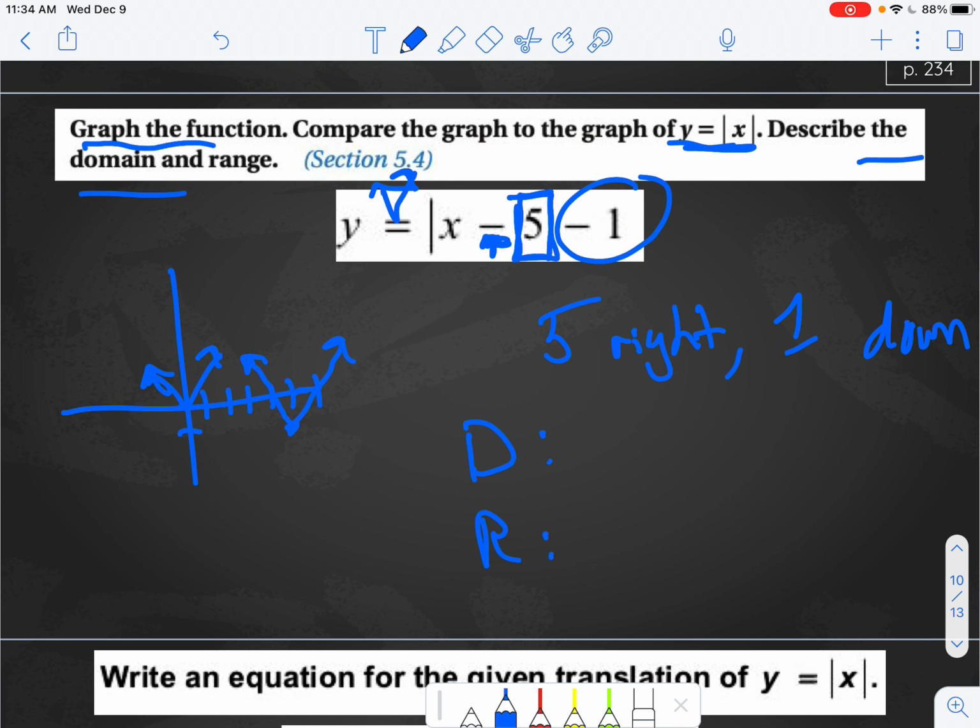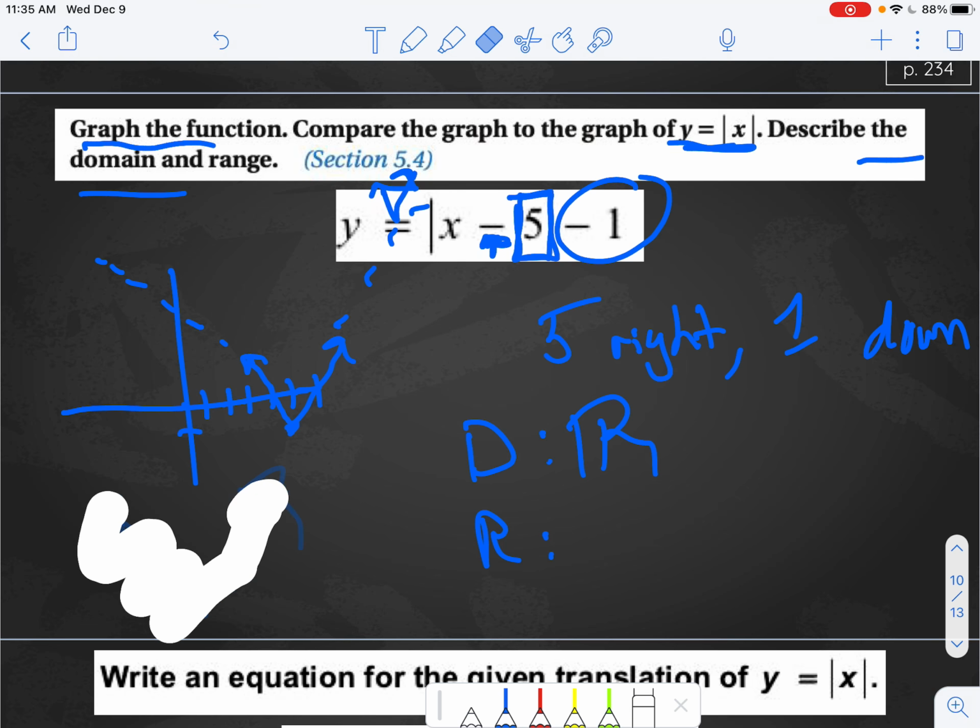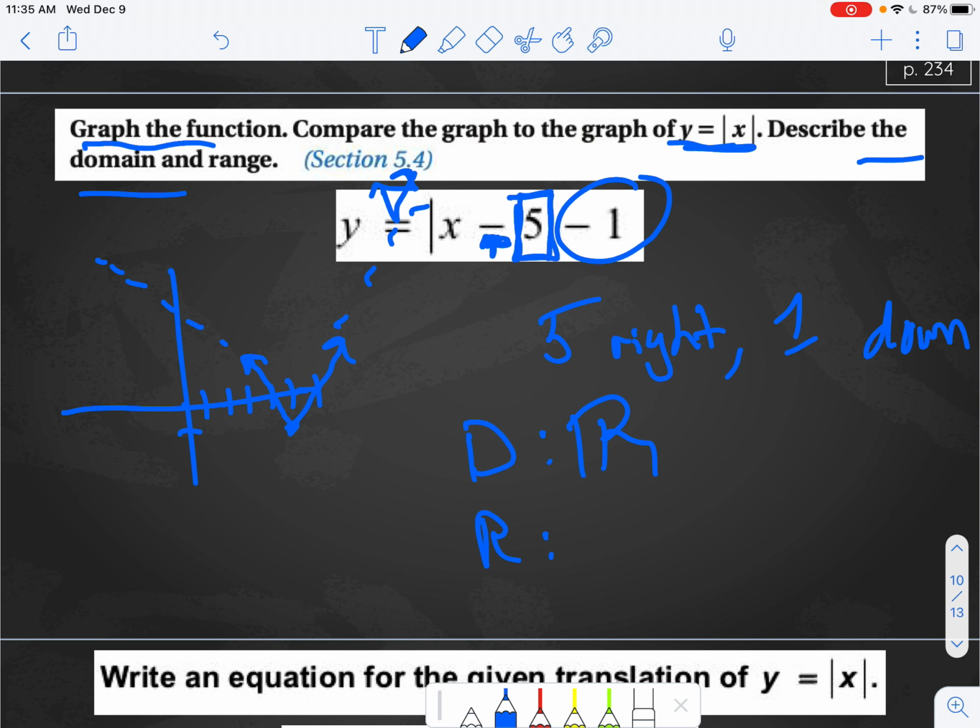Lastly, describe the domain and the range. Well, the domain, so the x values. The x values, well, this is just going to keep going and keep going and keep going. So that's going to be all real numbers. And maybe you're familiar with this symbol. It's kind of like an R with an extra bar. Some people write it like this, and draw that extra line. But we can use that if we're saying it's all real numbers.